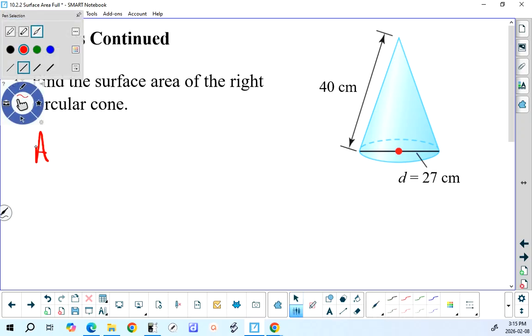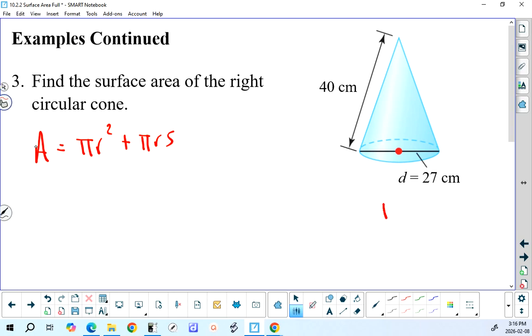The area of this cone will be pi r squared, which is the area of the base, plus pi rs, which is the area of the side. The only thing we need to remember, of course, is the radius will be 27 divided by 2, which is 13.5 centimeters. Otherwise, it's a pretty straightforward problem.